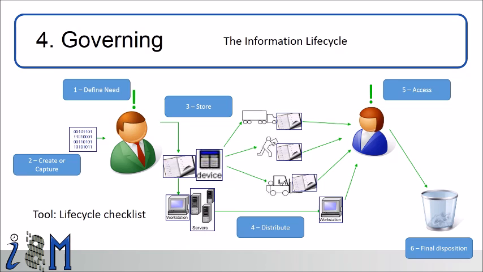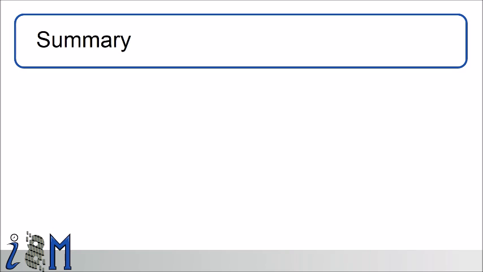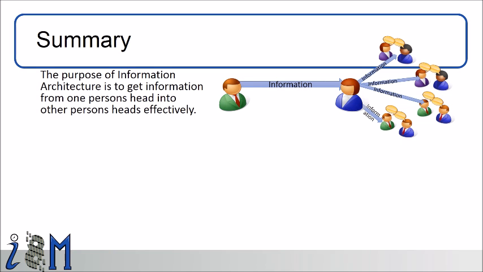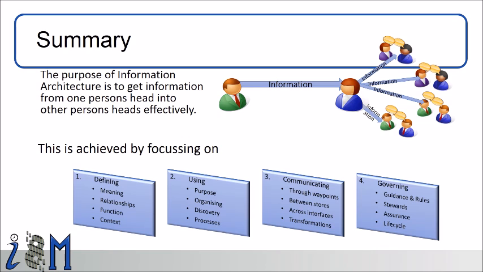The principal tool for the information lifecycle is a checklist, and this would be typically done by attitudes of risk and aspects of control. So, in summary, the purpose of information architecture is to get information into different people's heads, and we can achieve this by focusing on these 4 areas.